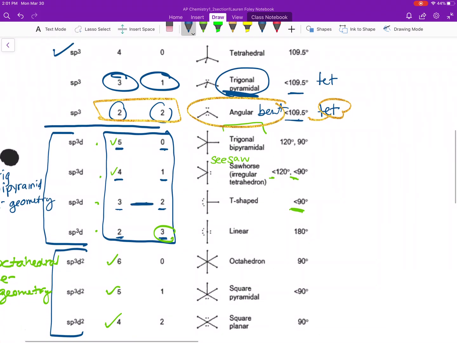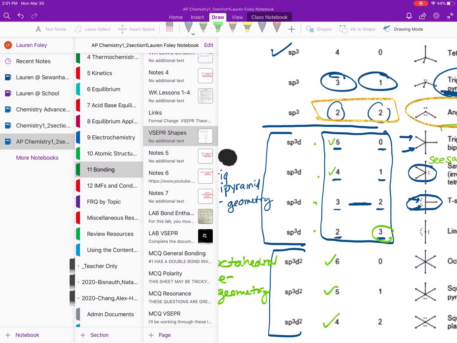3 bonds and 2 lone pairs. Here's a lone pair, because those start to go around the perimeter atoms. When we do start to put in lone pairs, we do that around the perimeter first, those three that are kind of branching off of that main axis. That gives us a T-shaped molecule overall.